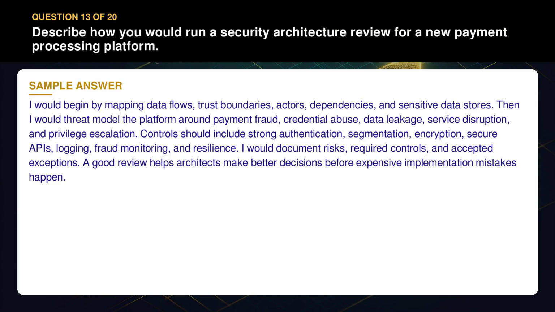Then I would threat model the platform around payment fraud, credential abuse, data leakage, service disruption, and privilege escalation. Controls should include strong authentication, segmentation, encryption, secure APIs, logging, fraud monitoring, and resilience. I would document risks, required controls, and accepted exceptions. A good review helps architects make better decisions before expensive implementation mistakes happen.